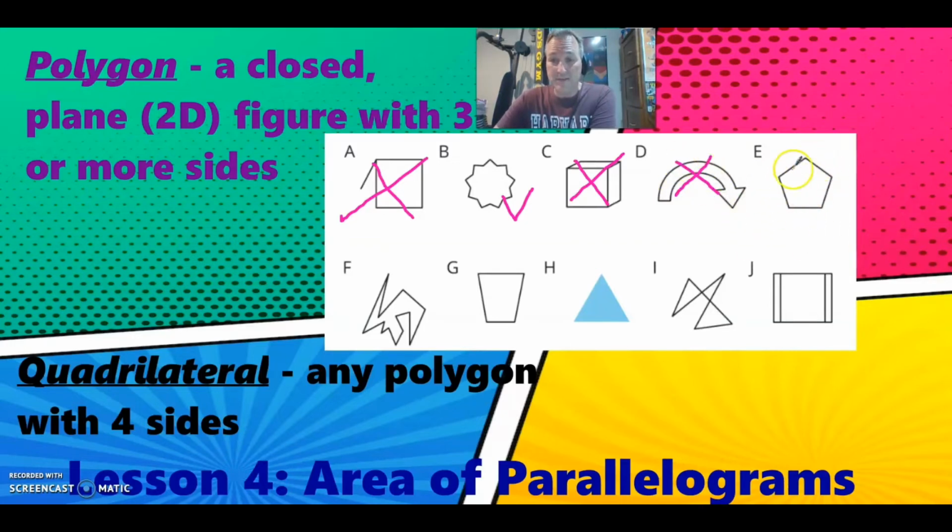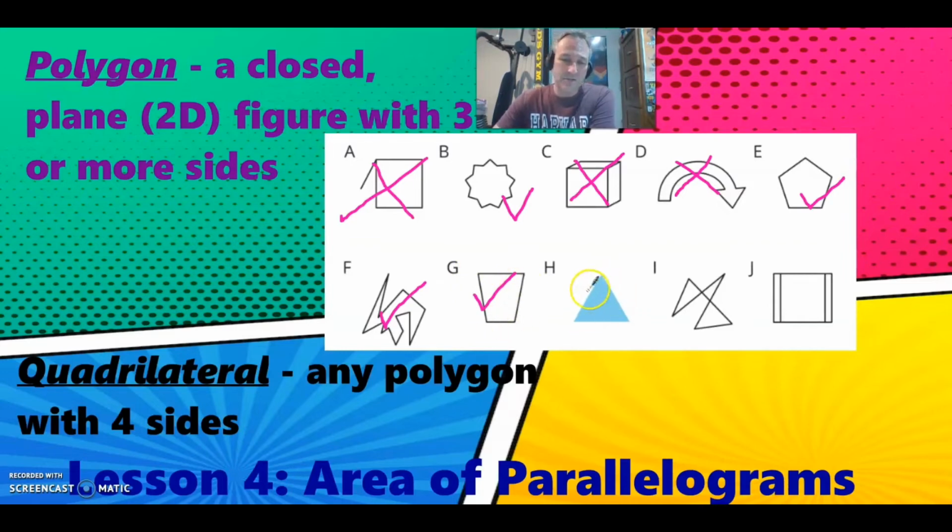This one obviously is. It's closed. It's made out of sides that close it up. It's 2-dimensional, has 3 or more sides. So yes, that one is. This one's really nutty looking. Is it closed though? It is, so check that. It's 2-dimensional, check that. It's made out of 3 or more sides, so that checks out. Here is another one that checks out. All closed, 2-dimensional, 3 or more sides.